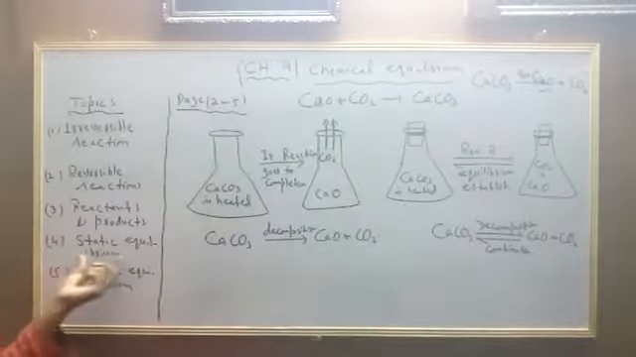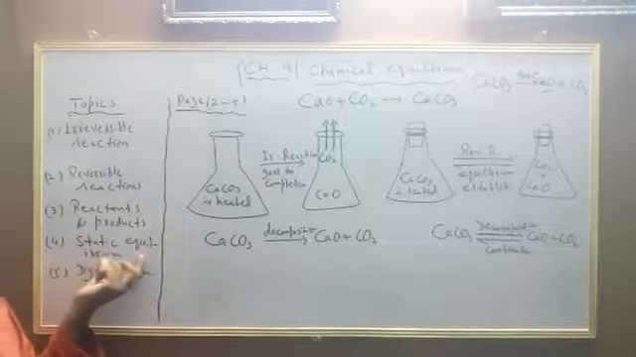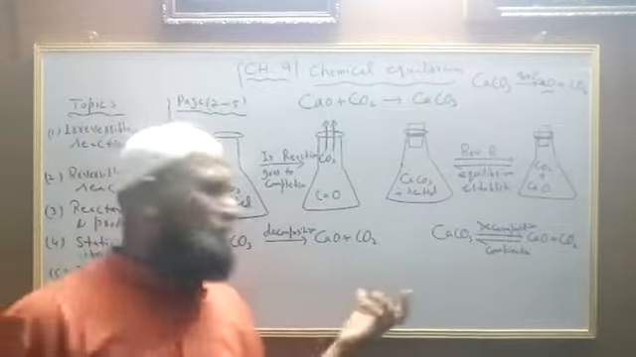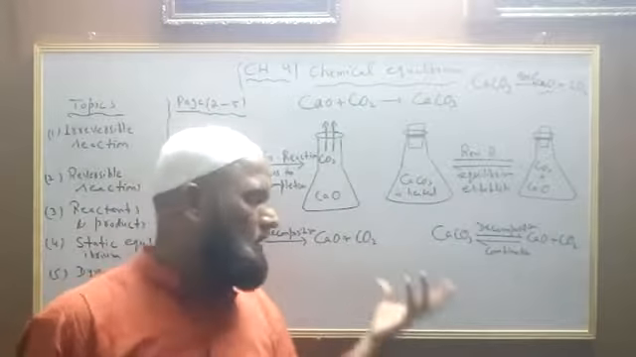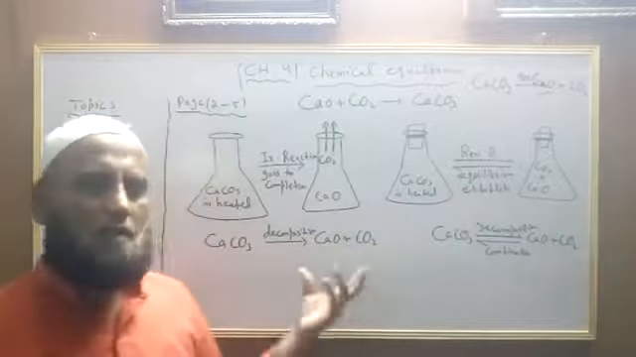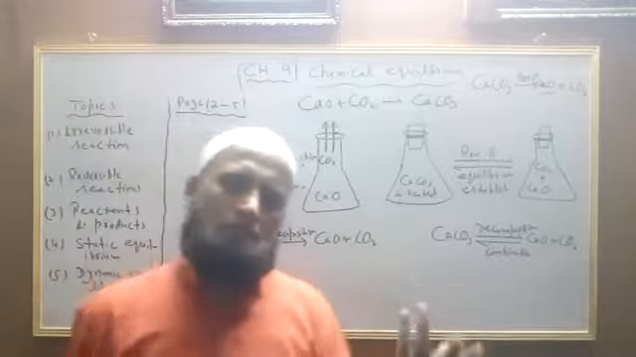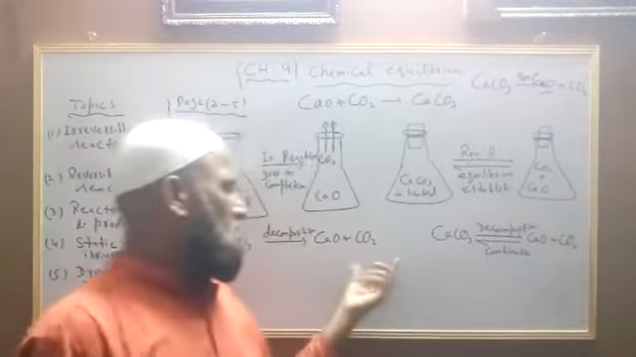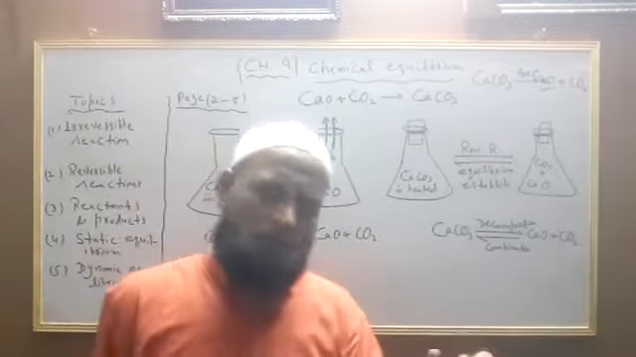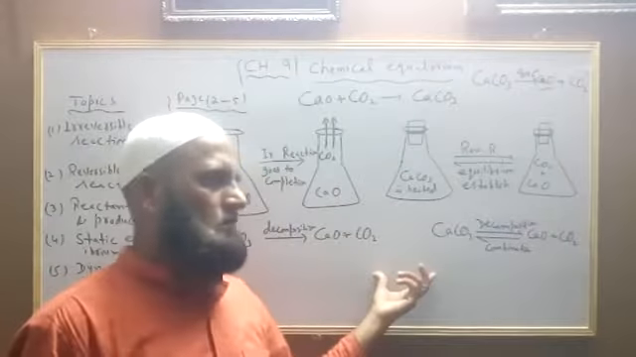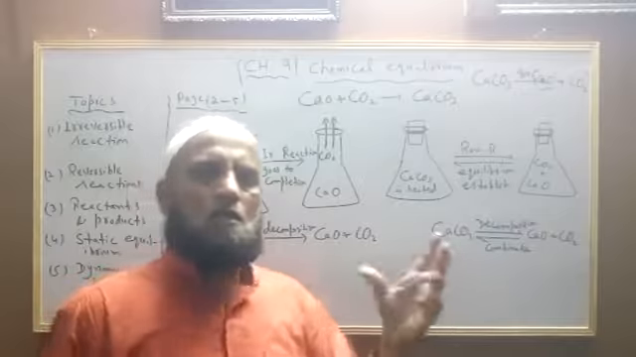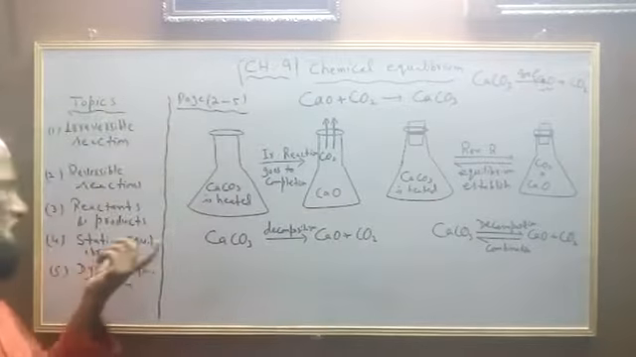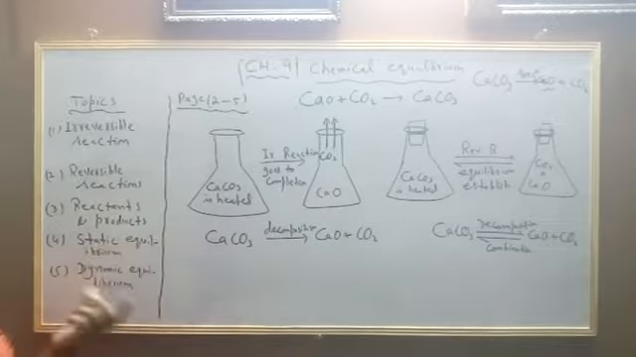Next we have written here static equilibrium. Static equilibrium is a type of equilibrium in which all the forces acting on a particular object are equal. For example, a stationary building is a good example, because the building has all the forces equal. A standing building is a good example for static equilibrium.